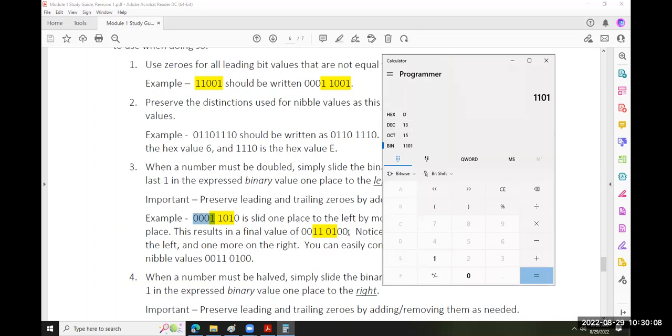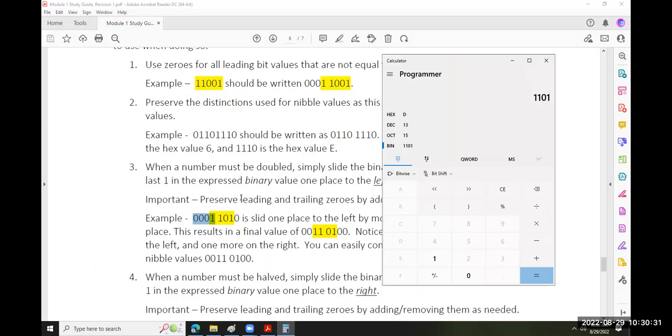So I took this and I slid it one place to the right. If I slide to the left, I double. If I slide to the right, I cut it in half. Well, what happens if I slide it 2 places? Now it's quadrupled. 3 places. Now it's 8 times the value. 4 places. Now it's 16 times the value.